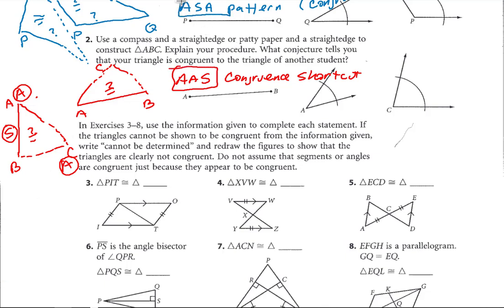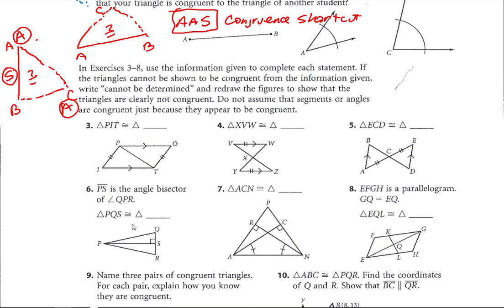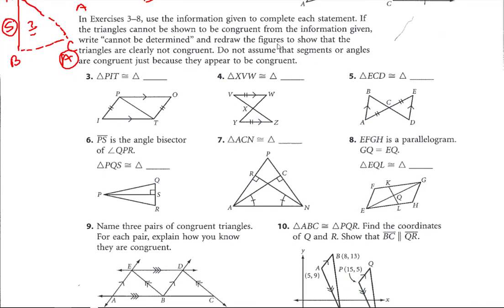Let's look at number three now. Number three, they want us to see if these figures have congruent triangles. And the best way to do that is by looking for the congruent shortcut patterns. We have angle side angle, side angle side, side side side. SSA only works for right triangles, and it's called HL.